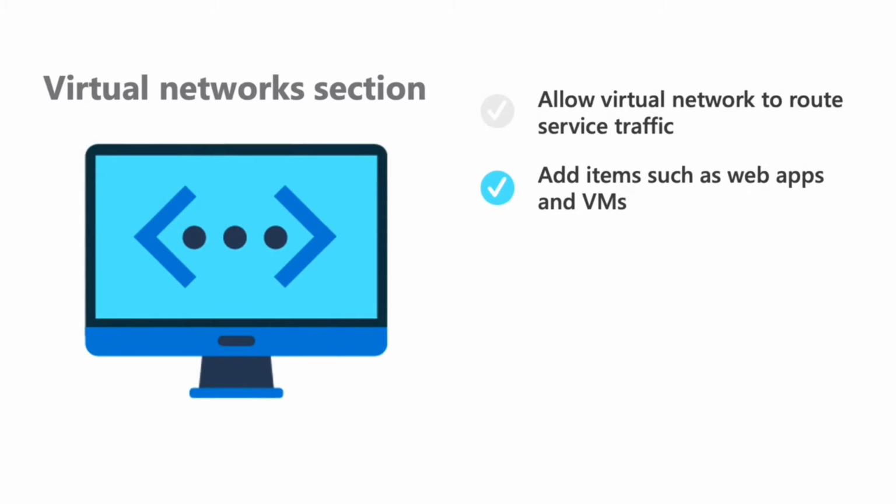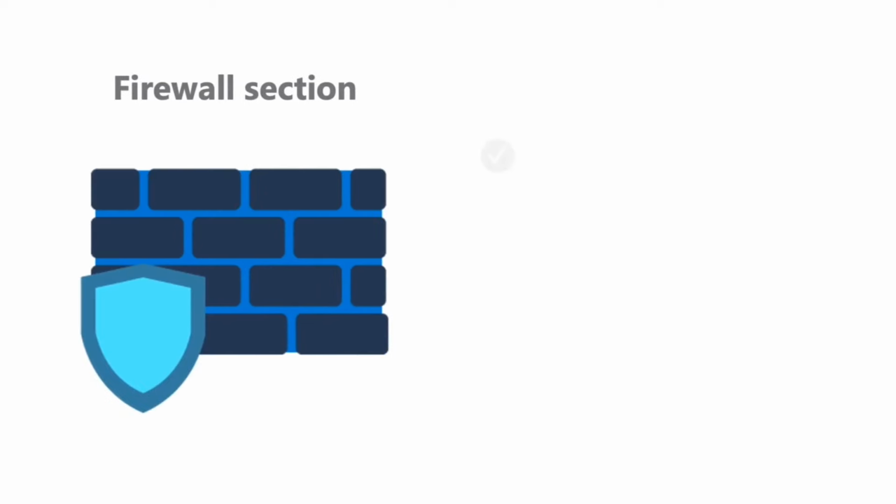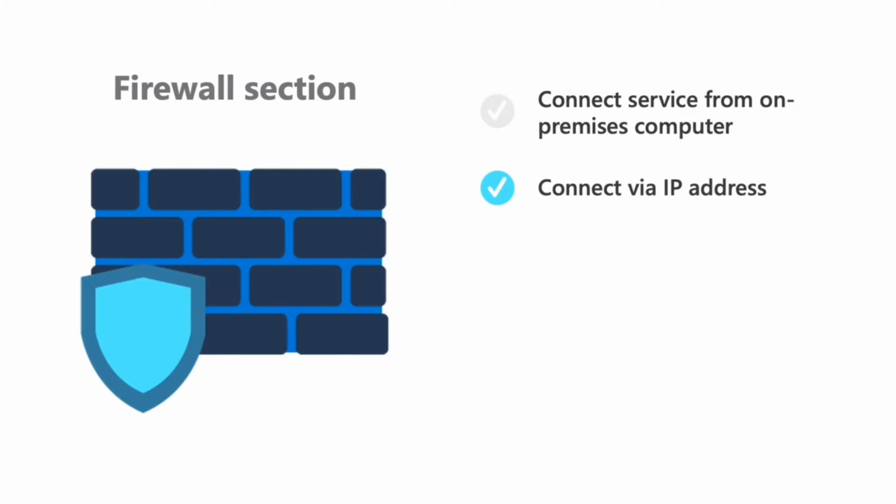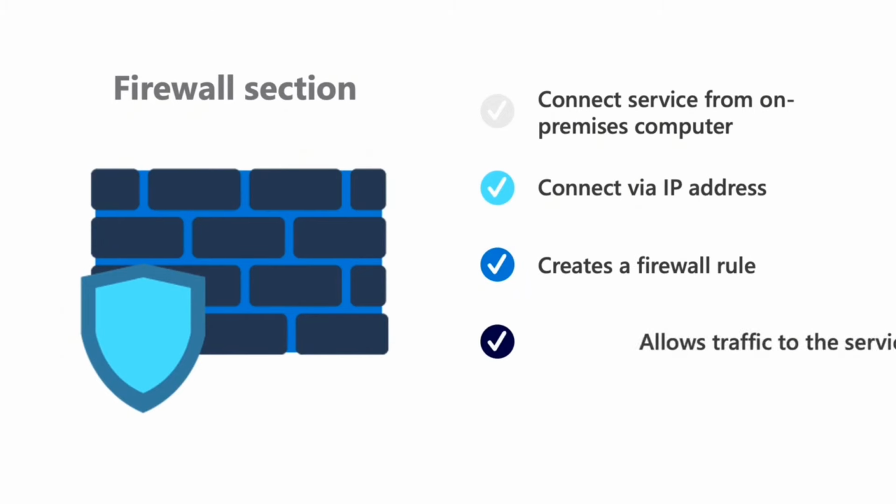When you create items such as web applications and virtual machines, you can add them to a virtual network. If these applications and virtual machines require access to your resource, add the virtual network containing these items to the list of allowed networks. If you need to connect to the service from an on-premises computer, in the Firewall section, add the IP address of the computer.